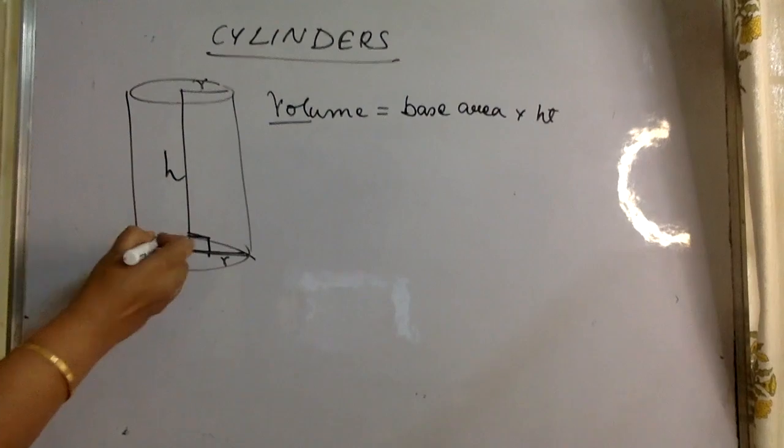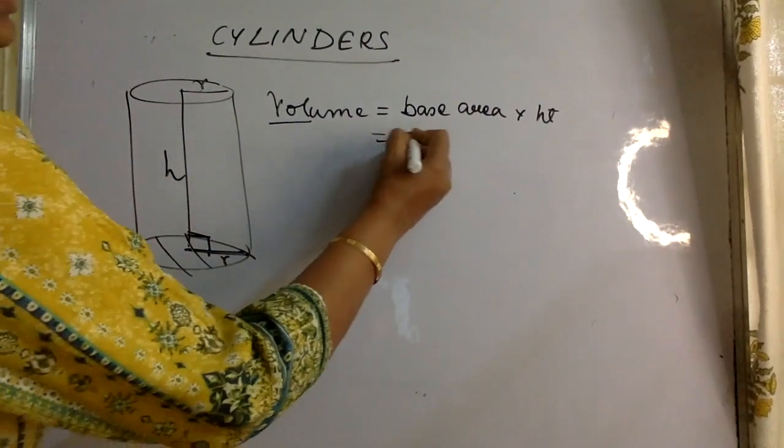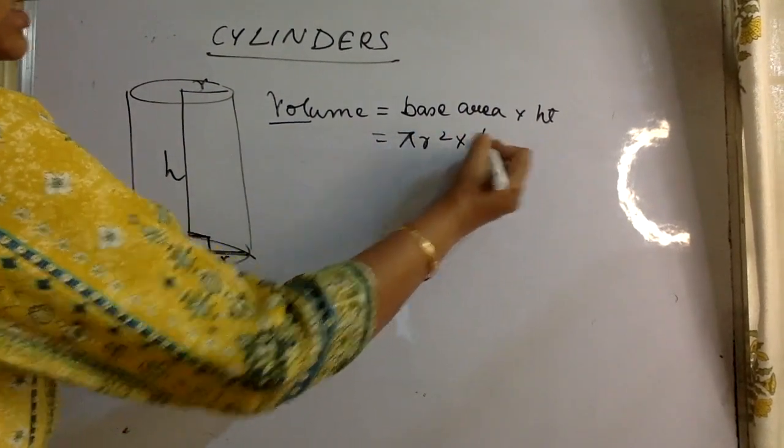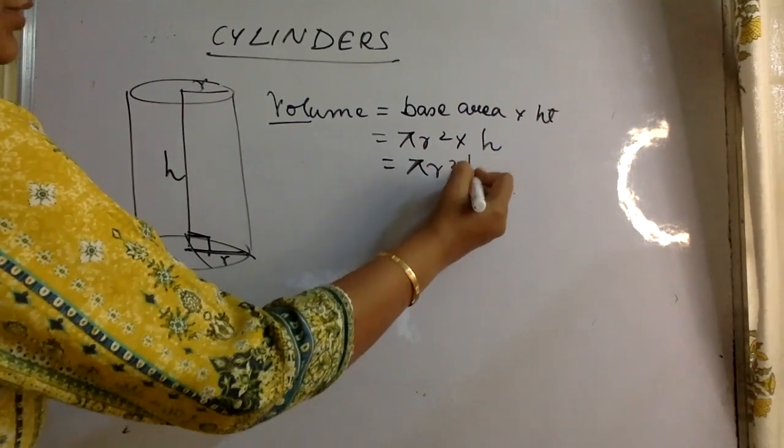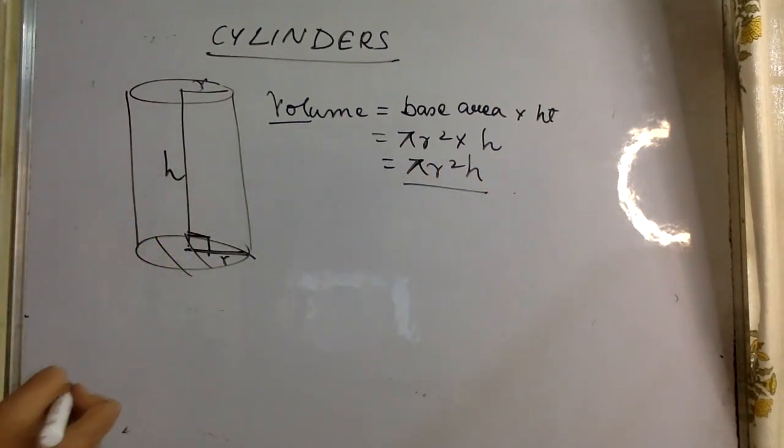Now the base area for this particular one is pi r square and height is h, so the volume is pi r square h.